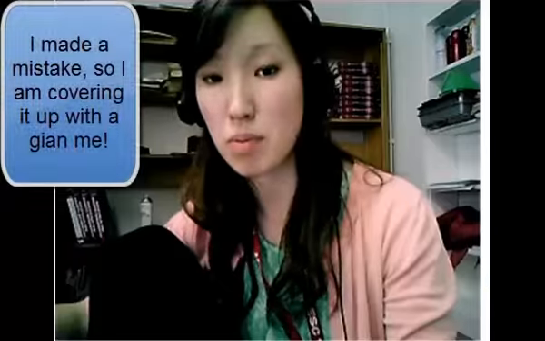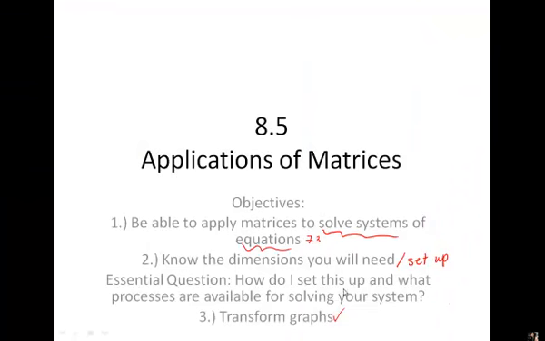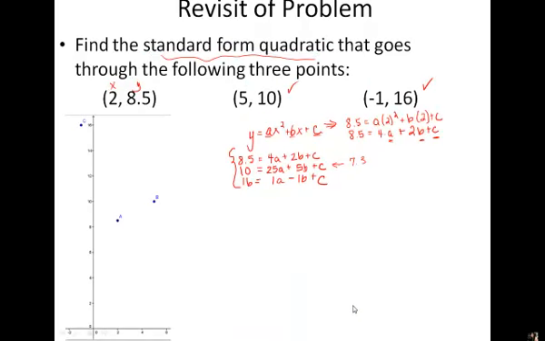One of our questions, remember, was how do we set this up? We've got that, and what processes are available for solving this system? So this setup, what processes? Well, matrices, of course, and we have a couple ways that we could set this up. The first way we had covered was that augmented matrix, and that's when you took the coefficients and you slammed them next to the solutions into this thing that we would call an augmented matrix.